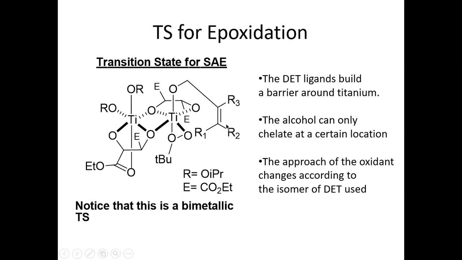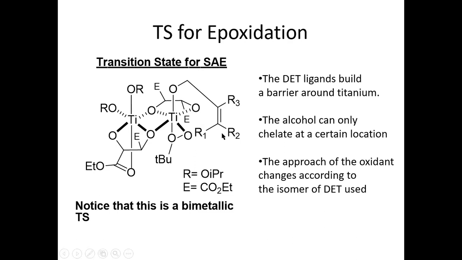All right. So again, it's a bimetallic transition state. You can see the architecture. You can see how the DET, that's this part right here, forms like a pocket around titanium, and even on this side, right, on the back side. And the isomer of DET is going to determine everything, right? But it's a very selective reaction, and it is highly efficient.